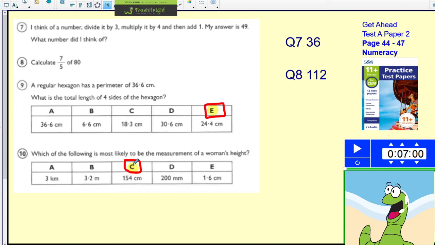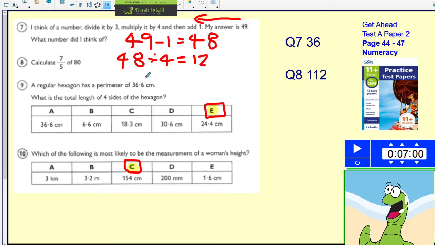Fooled myself. Right guys, I think of a number and divide it by 3, multiply it by 4, then add 1. My answer is 49. So let's start going in reverse. So 49, add 1. So the opposite of adding 1 is taking away 1. So take away 1 equals 48. So then I've got 48 and multiply by 4. So the opposite of that is dividing by 4. 48 divided by 4 is 12. And then 12 dividing by 3, the opposite is timesing by 3. 36. So you can see how I'm just doing everything in reverse. 36 is my answer.